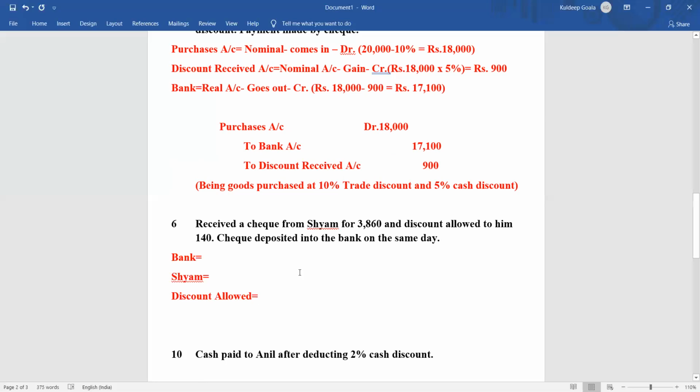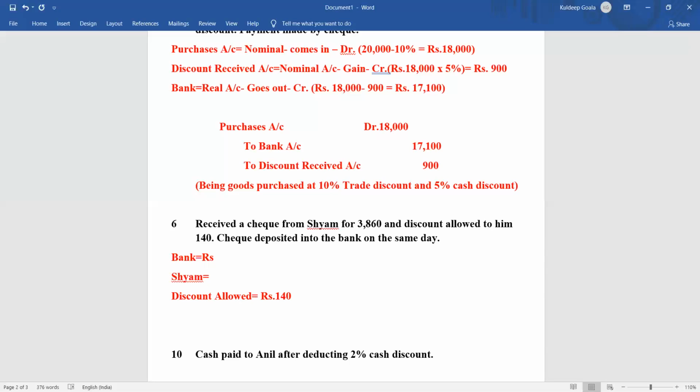Okay, so check was deposited on the same day. Now discount allowed, why is it solved? Because, see, the discount amount is also told. How much is the discount amount? 140 rupees. What was Sham's account? We will find it out. Before that, let's see how much payment we made.